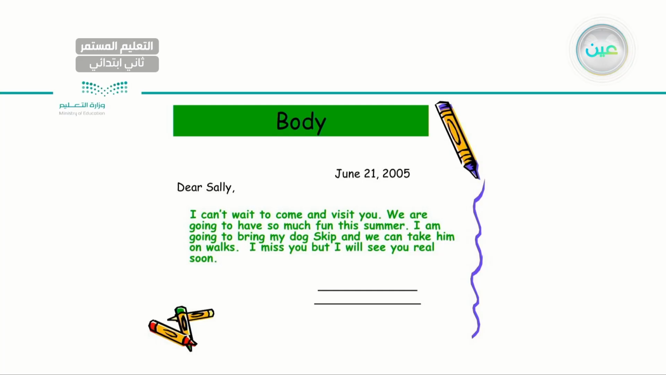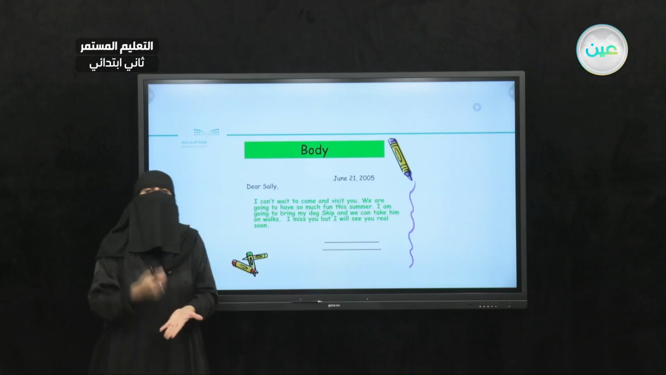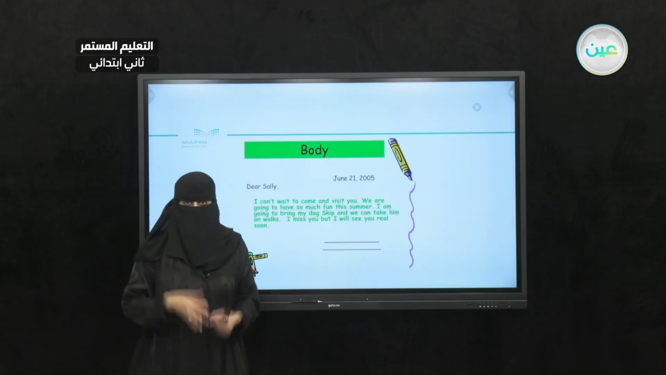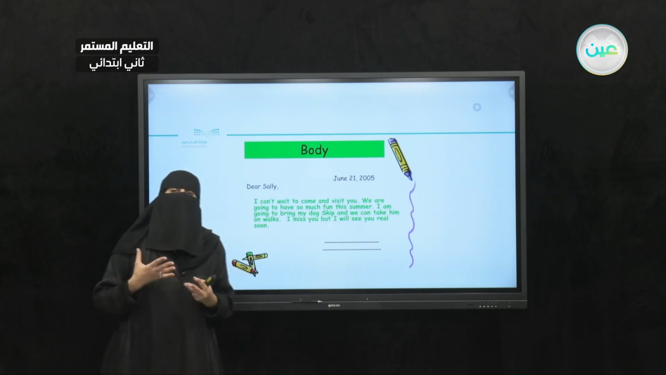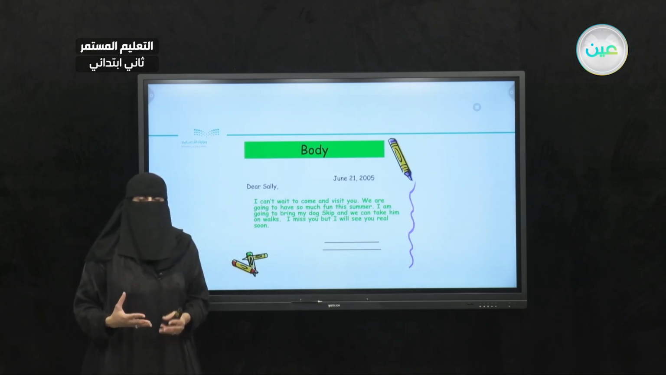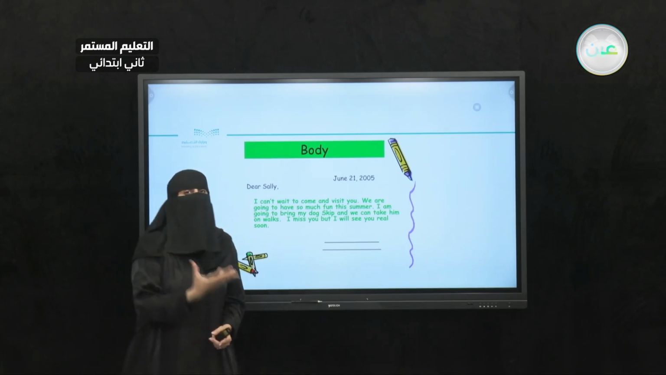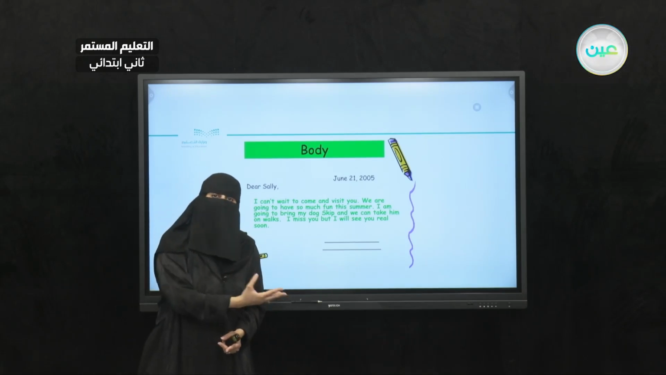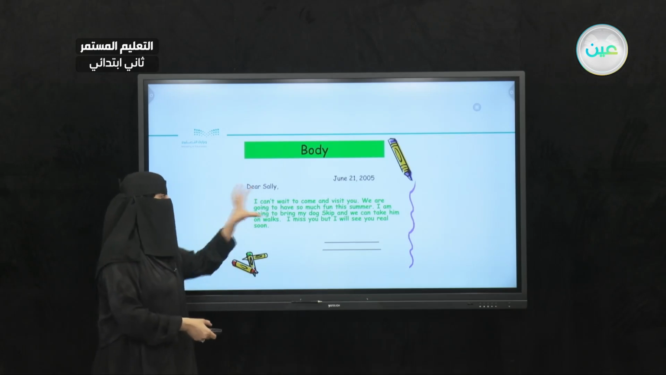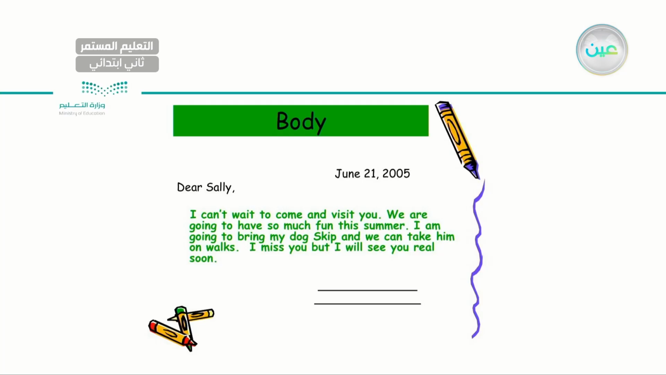Next one, I have the body. It's also written in green. The body is the thing that we write all the important information in. Why are we writing our letter? Do we need to give our friends our news? Do we need to ask for a favor? Do we need to apologize for something? We will have this information in the body here.